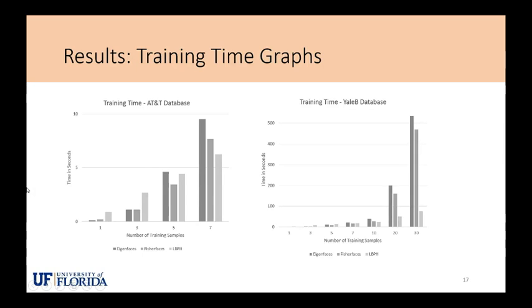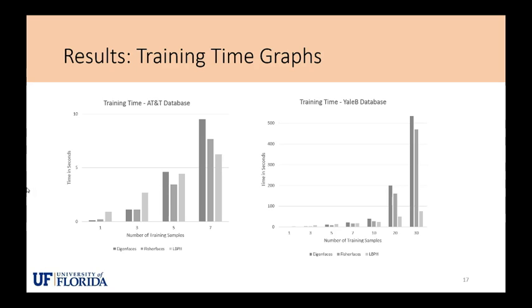Now let's look at some results that we got. This first set of results is the training time, and on the left you have the AT&T database, and on the right you have the Yale database. As far as training time went, depending on the number of samples, once we got to a more practical number of samples, which is around 7 or more, you can see that the eigenfaces especially start to really get up there.